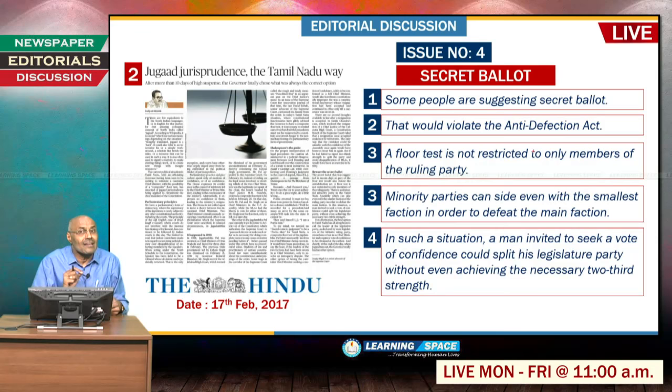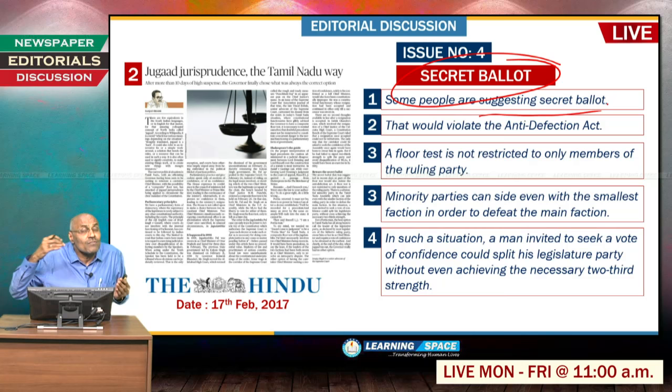Some people are suggesting a secret ballot for confidence and no-confidence votes when there is a division in a political party. This article is against a secret ballot because some minority party may support one faction of the majority party, and under those circumstances, whether they got the support of two-thirds of the party which has split may not be known. That is why it suggests an open ballot, not a secret ballot. So, these are four issues from this article.